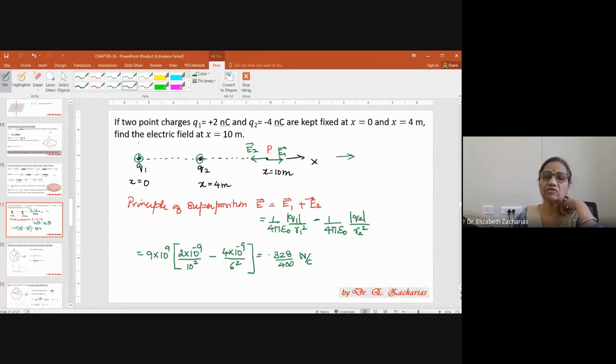There will be a minus sign. So that means the electric field direction is going to be along this, so this will be the direction of the electric field. So this is how you apply the principle of superposition.